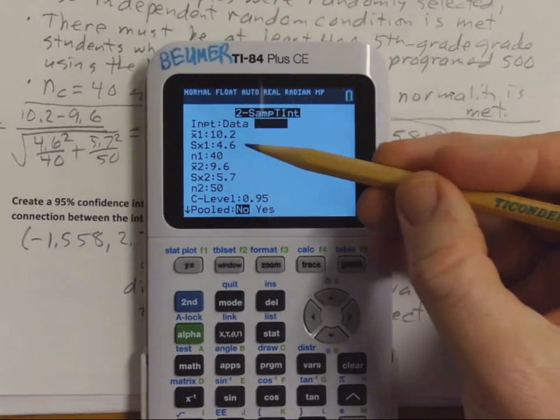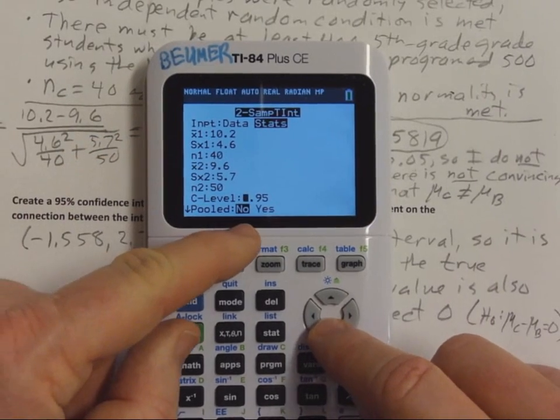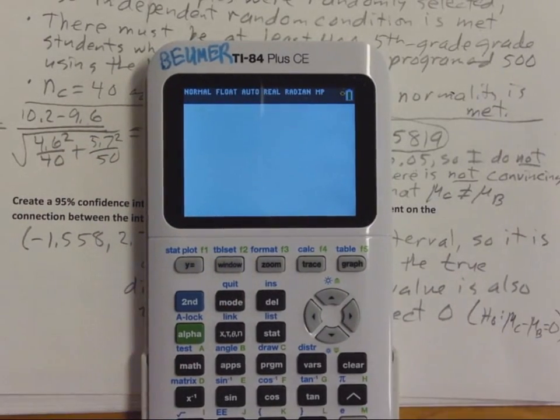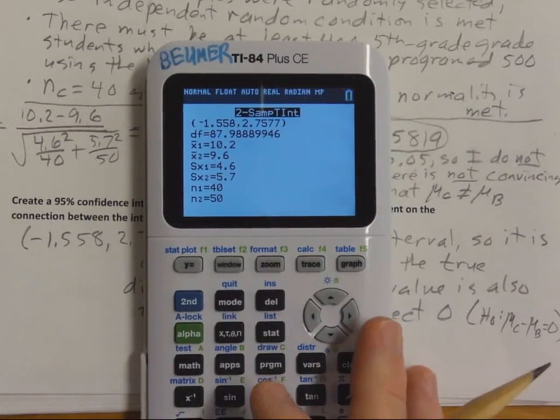It actually already entered the stats for me. And so we're going 95% confidence, and we go like that, and boom, we have a 95% confidence interval for the difference. And so there it is.